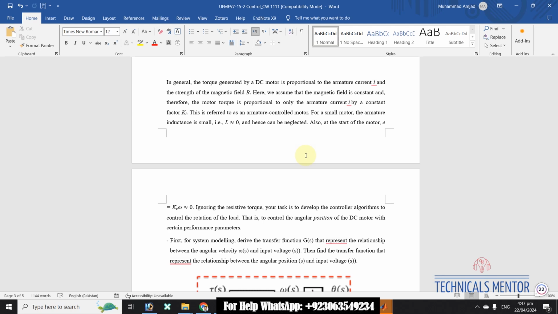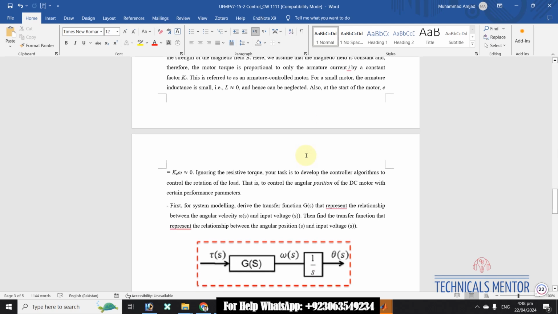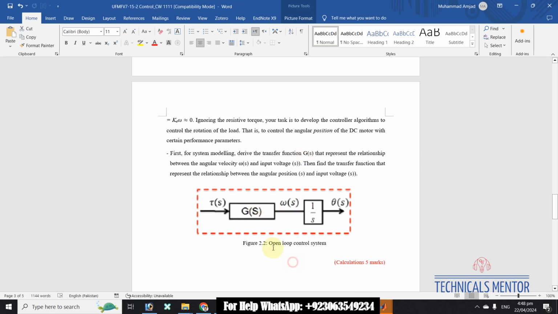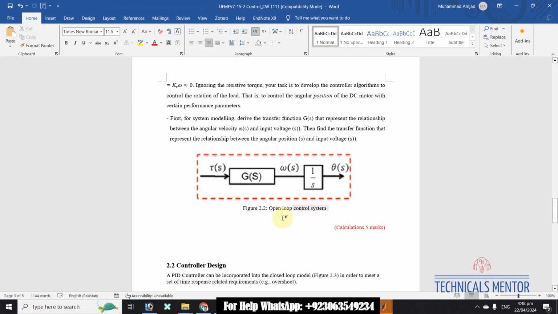Our task will be to develop the controller algorithm to control the rotation of the load, that is, to control the angular position of the DC motor with certain performance parameters. First, for the system modeling, we will derive the transfer function that represents the relationship between the angular velocity and input voltage. Then we find the transfer function that represents the relationship between angular position and input voltage, just like an open loop control system.